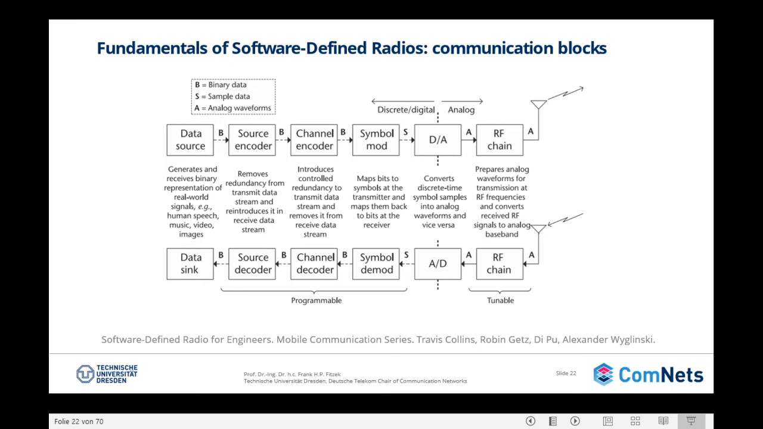Finally, in our radio frequency front end, we prepare the analog waveforms for transmission at the radio frequencies, and when we receive the signals, basically the radio frequency front end converts the received radio frequency signals to an analog baseband signal. What it means is that we are going to remove the carrier signal that we have employed to transmit this signal in the electromagnetic medium.